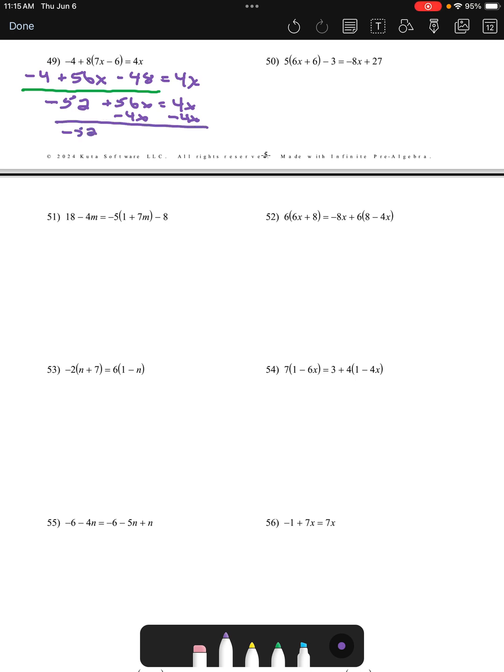The smaller x is the 4x, so I'm going to subtract 4x from each side. That's going to be -52 plus 52x equals 0. Another instance where 0 is showing up. Two-step equation at this point. Add 52 to both sides. That's going to get us 52x equals 52. We can then divide both sides by 52 to get x equals 1.